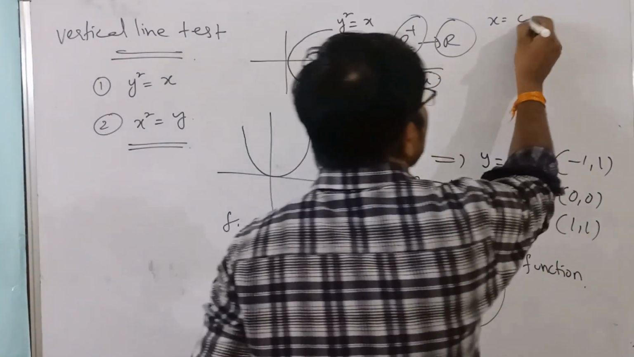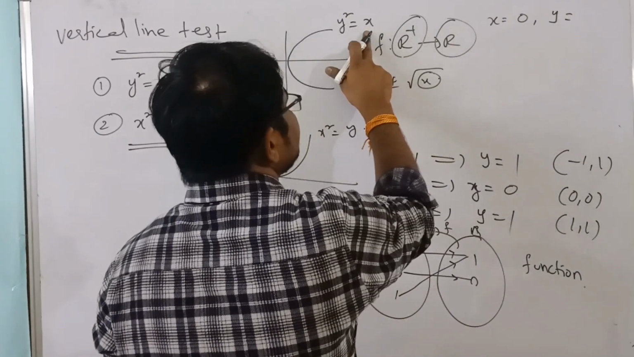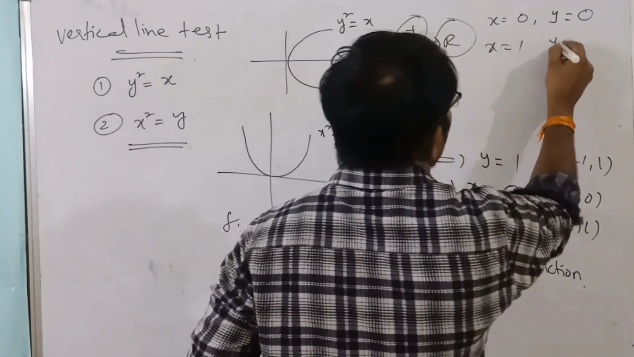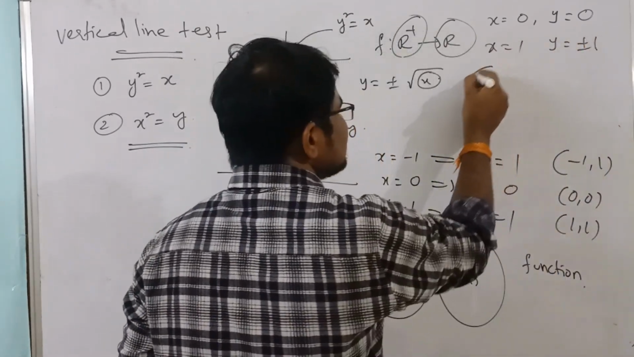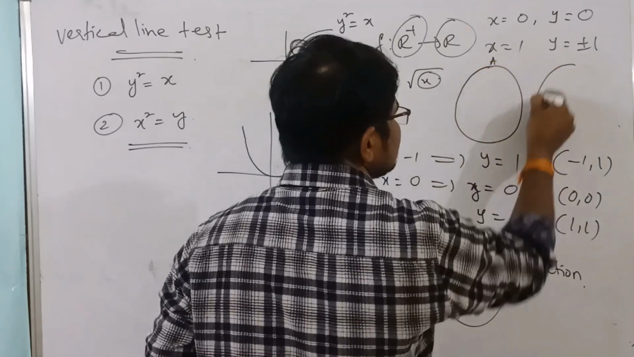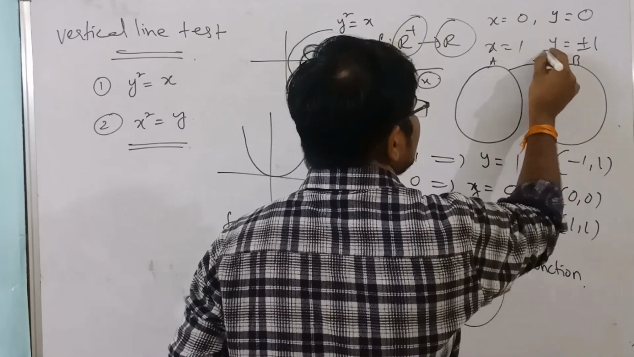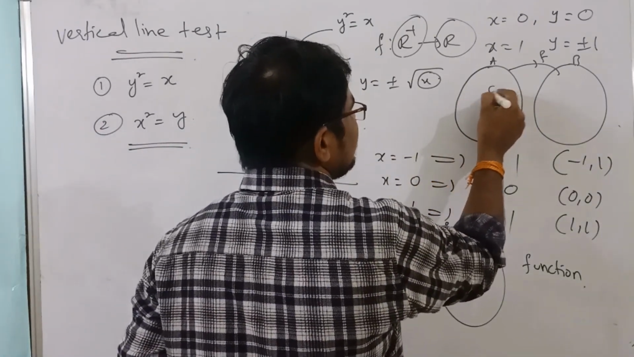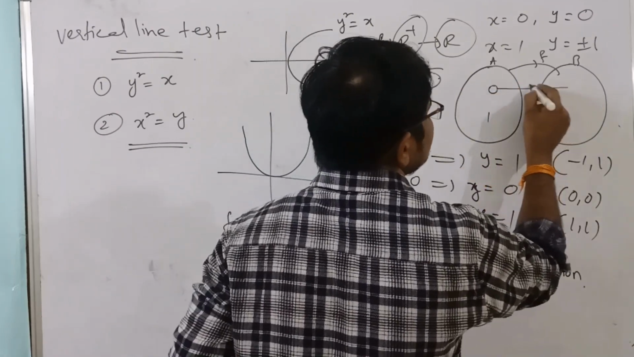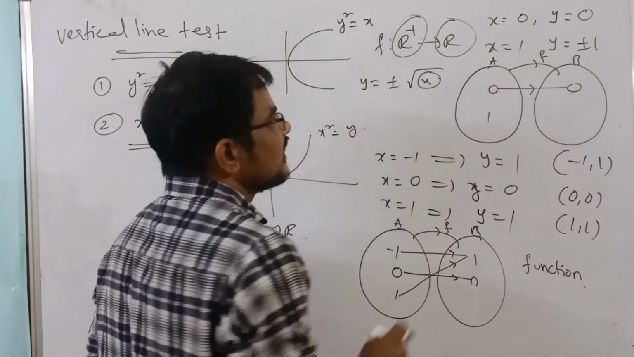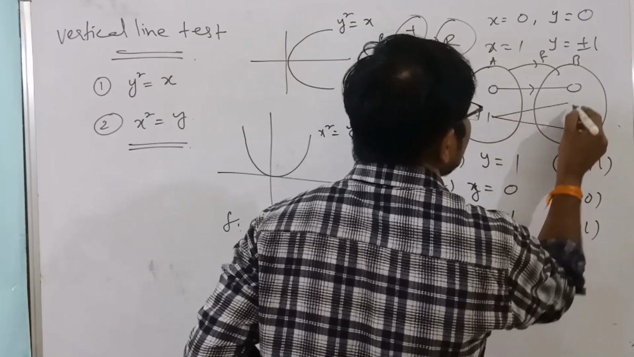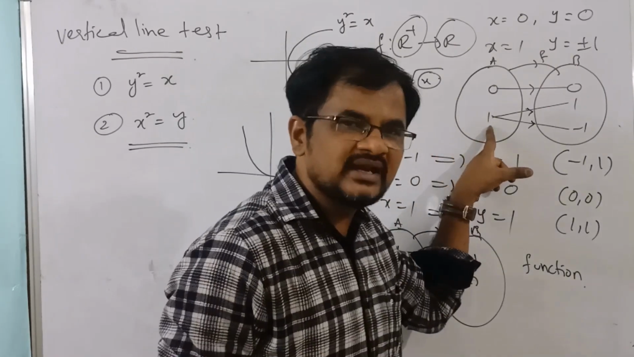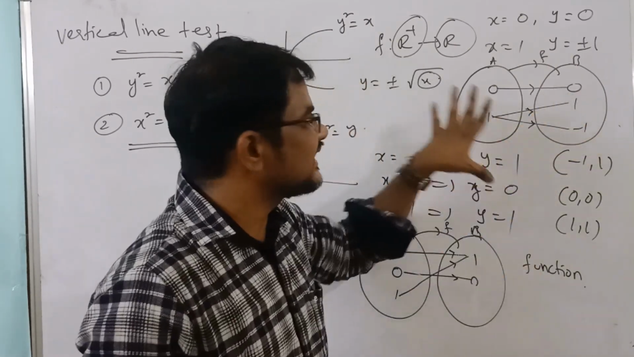Now if you take x equal to 0, y is also 0. If x equal to 1, what is y? Plus or minus 1. So on this diagram, take this as A and f is mapping from A to B. Here 0 is there, here 1 is there. x equal to 0 means y is also 0. x equal to 1 means y is 1 and what? Minus 1. So once you observe this, for this element there are two images, so clearly it is not a function.